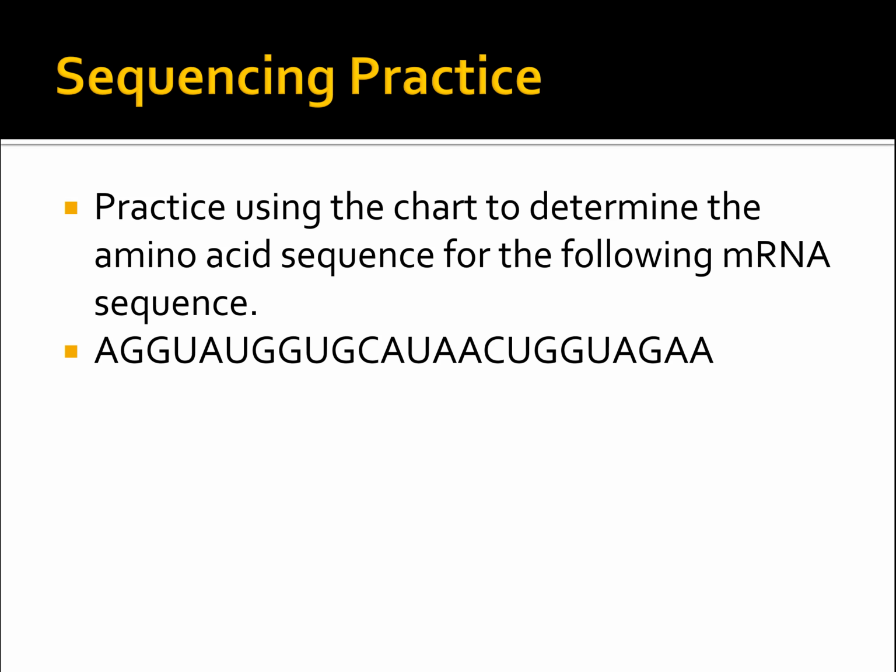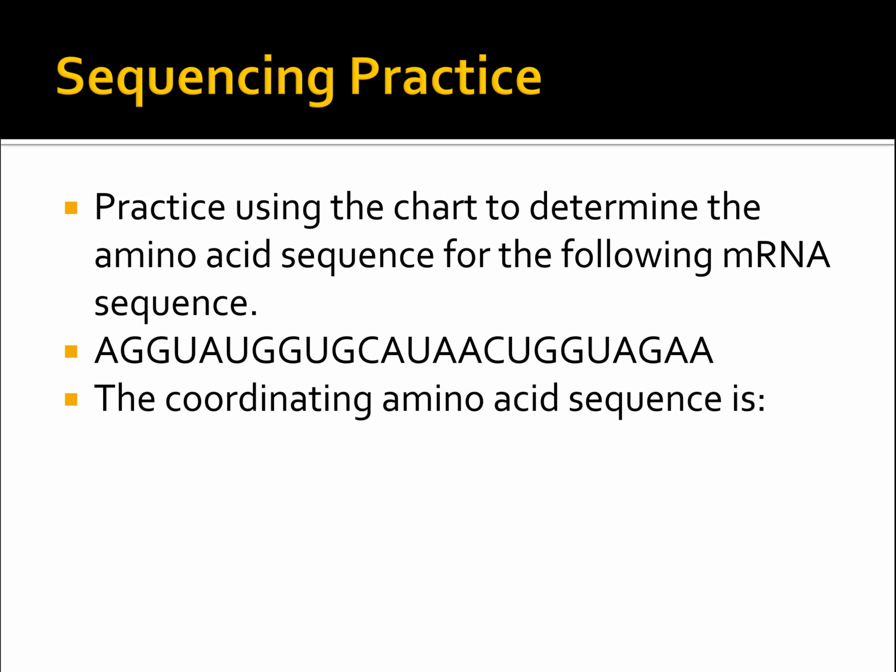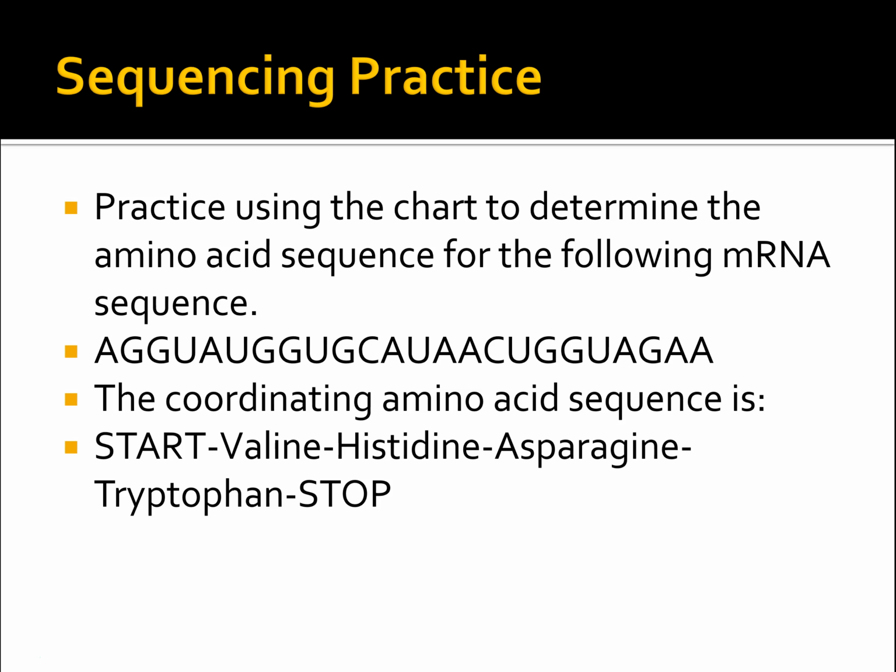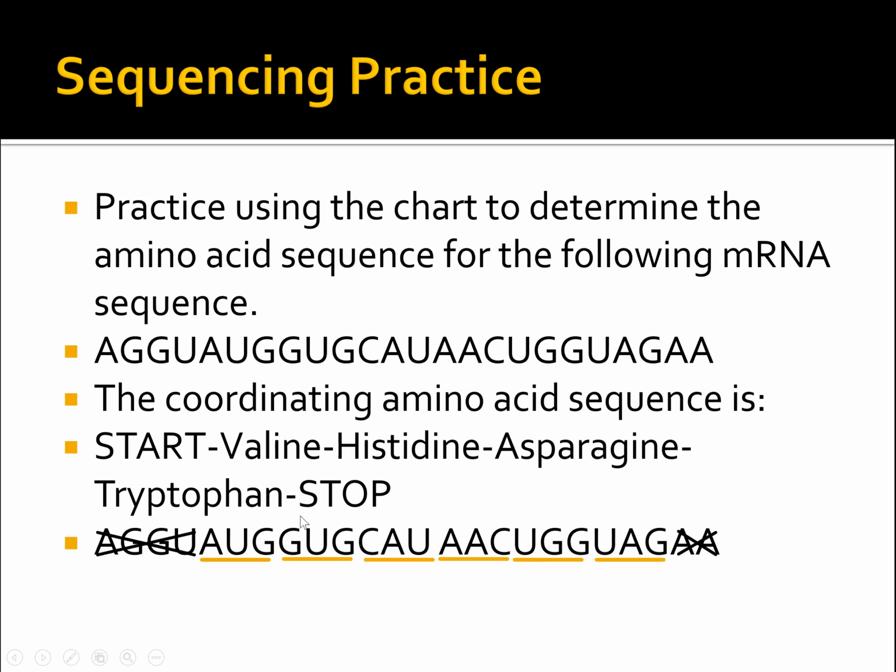Okay, assuming that you are ready to move on and check your answer. Our corresponding amino acid sequence is start, valine, histidine, asparagine, tryptophan, stop. Because we are going to eliminate those first four bases and we are starting with AUG. So start, valine, histidine, asparagine, tryptophan, stop. If you did not get that answer, I would go back and take a look at that again. You will have more time to practice for your activity this week, but this is definitely an important skill for this week's unit.